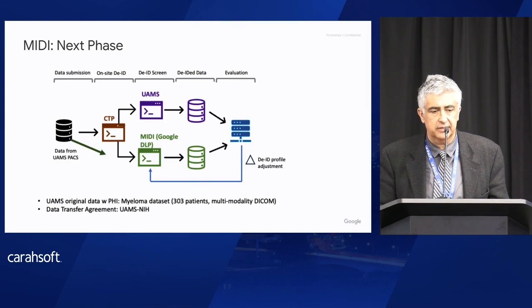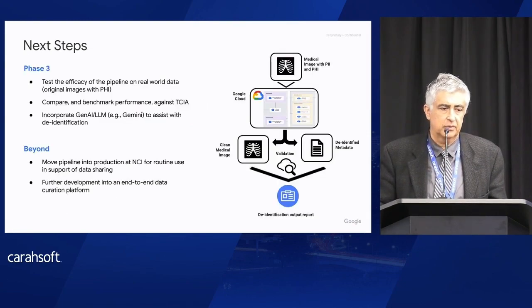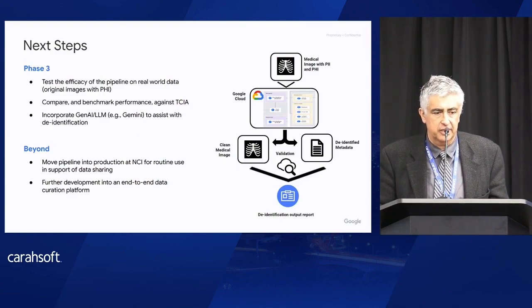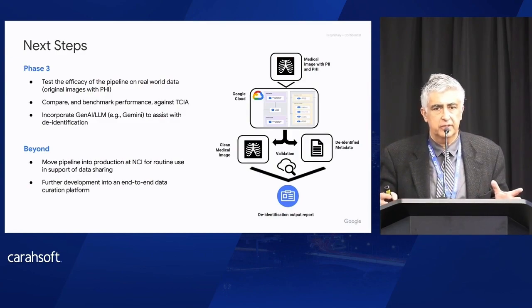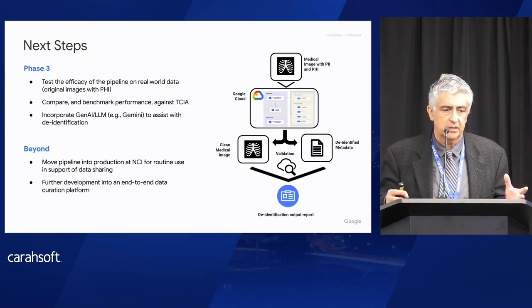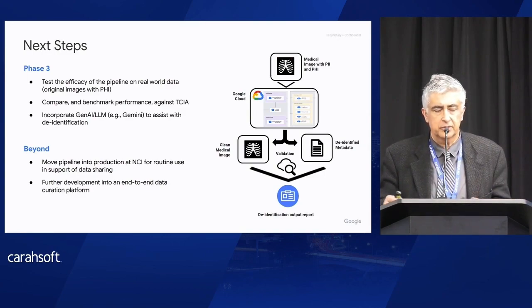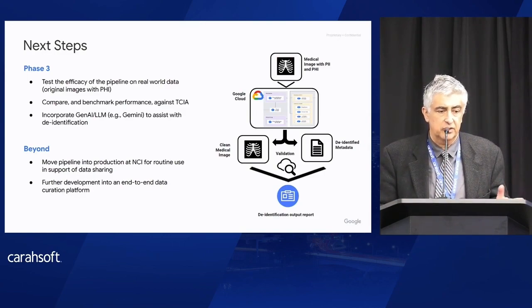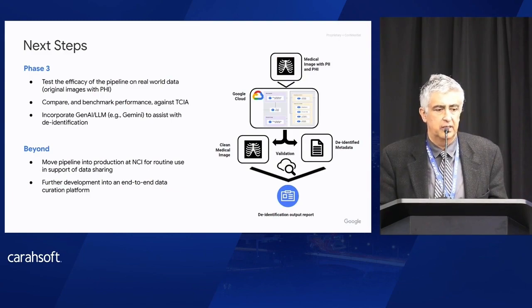de-identifying real data sets, then the next steps would be to take measures for putting this into production and operationalizing it. But there are several steps after that that could be explored, and those include developing an end-to-end data curation, data submission, de-identification, and quality assurance pipeline that could take care of not only DICOM images, but also other medical images, including digital pathology, which was mentioned this morning.